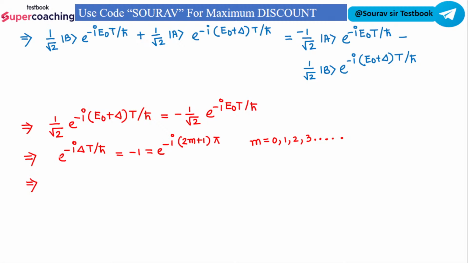So equating these two things, I can get delta t by h cut is your 2m plus 1 into pi, and that implies t is 2m plus 1 into pi by h cut.